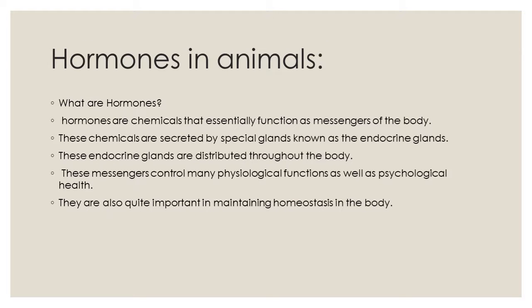Hormones in the body, the hormones that we study in the endocrine system. Control and coordination over here also includes the endocrine system. What basically are hormones? Hormones are chemicals that essentially function as messengers in the body, which provide the message of how much secretion should be there from the chemical. These chemicals are secreted by special glands known as endocrine glands, and they are distributed throughout the body. These messengers control many physiological and psychological health functions also in the body.